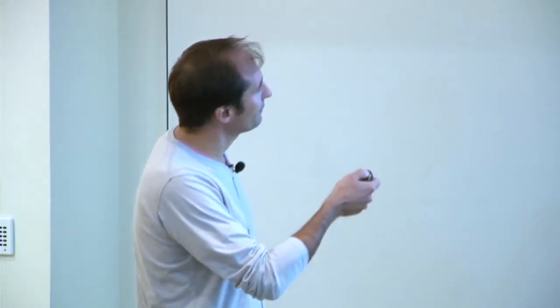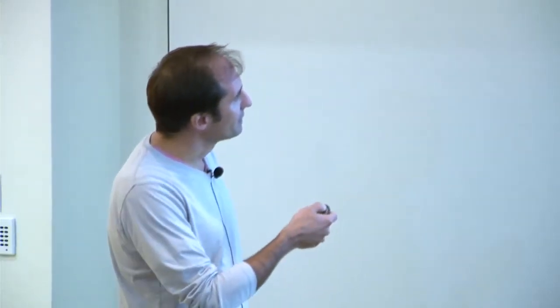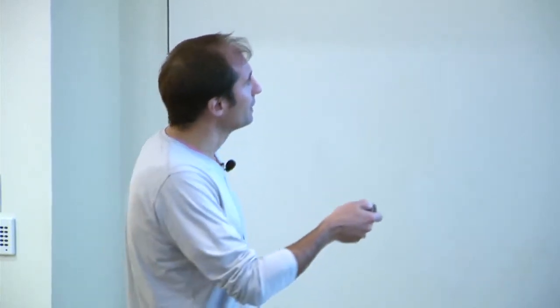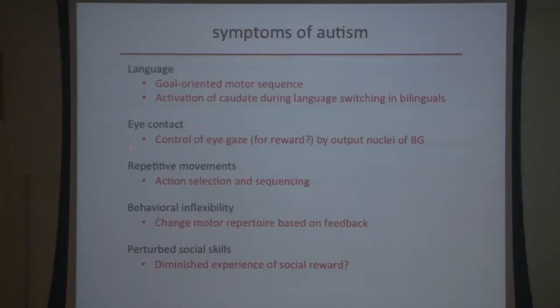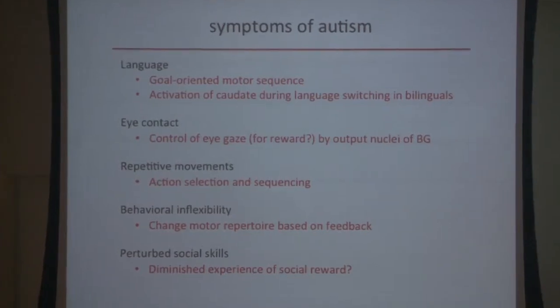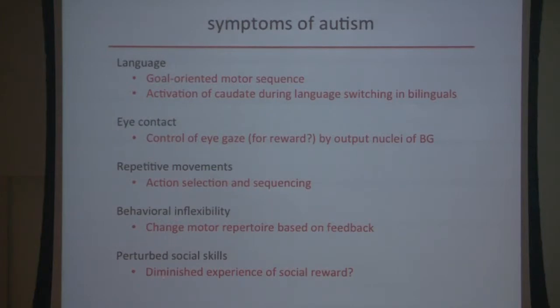If we think about many of the main symptoms of autism, such as difficulties in language, perturbations of eye contact, repetitive motions, behavioral inflexibility, and perturbed social skills, these are all things that one can relate to the basal ganglia. For example, there are very clear studies in humans of activation of the caudate in the generation of language, which after all is a goal-oriented motor sequence. One can think about it that way. There's direct innervation of eye gaze fields by output structures of the basal ganglia. This is well studied, of course, in primates. So one can really make this case.